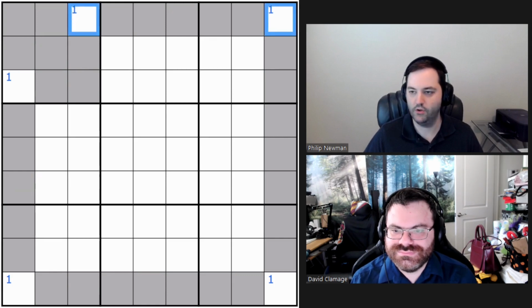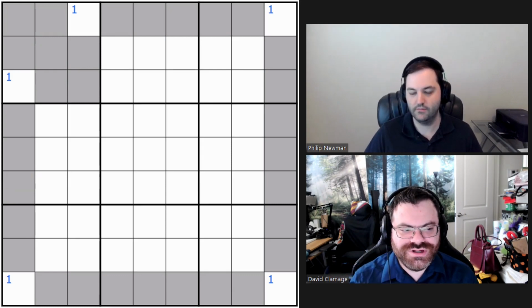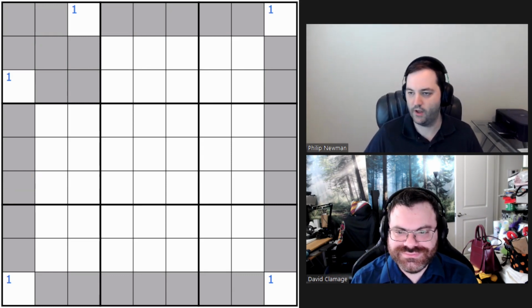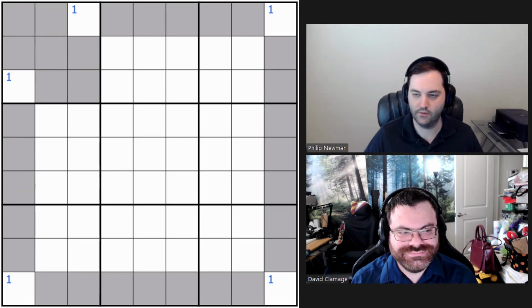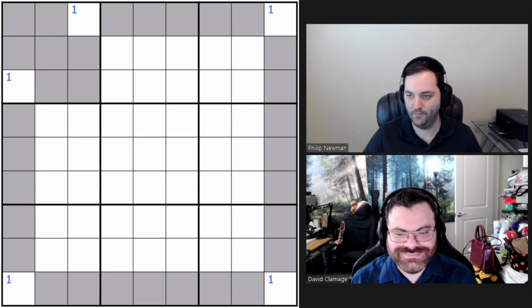So we still have our strong link in row 1, and we still have our strong link in column 1, but now we have a strong link in box 1 as well between these two ones. And we also have a strong link here and a strong link here. So it's a circle of strong links, basically. We have 5 strong links. That seems like it must be great. We've got 5 strong links. It's not great. It's impossible.